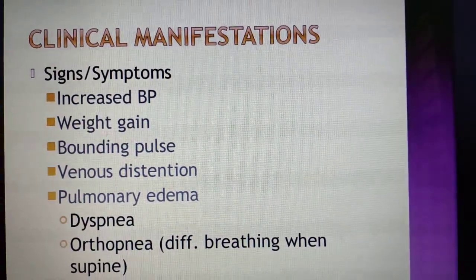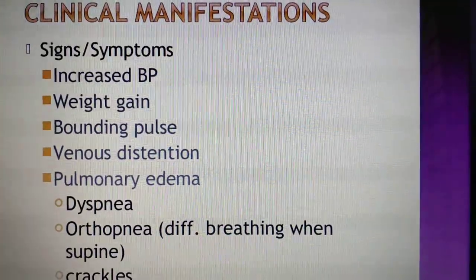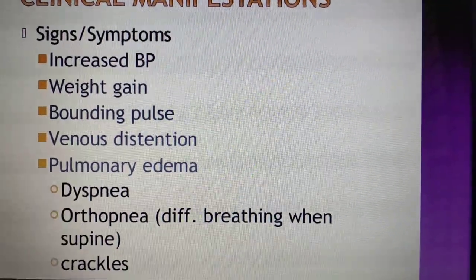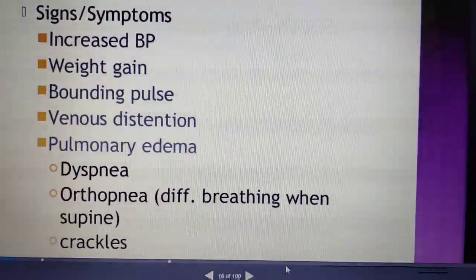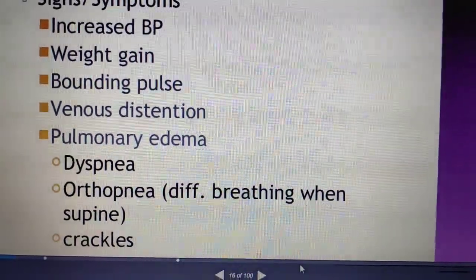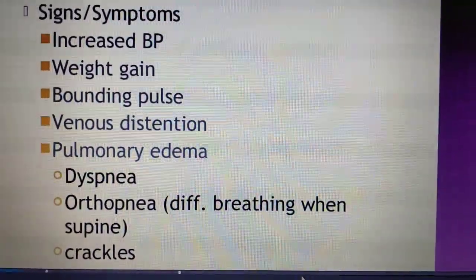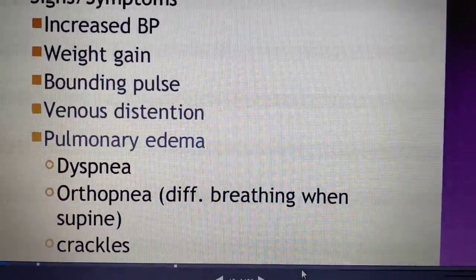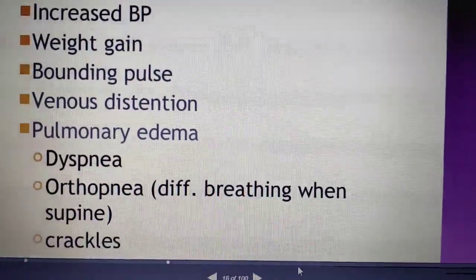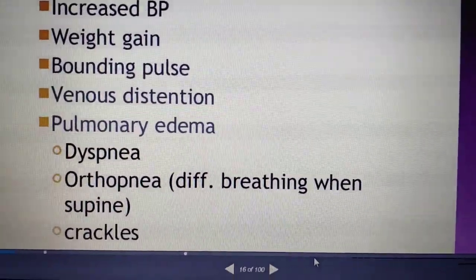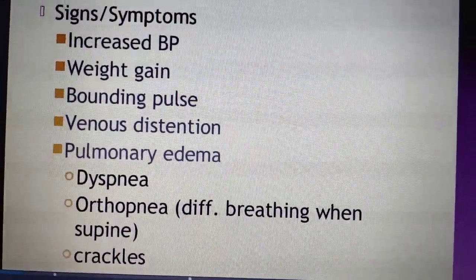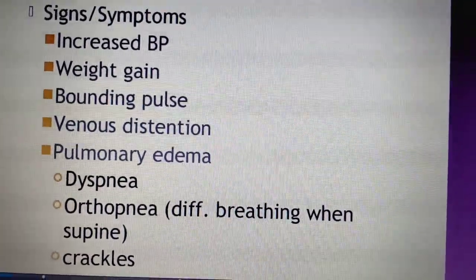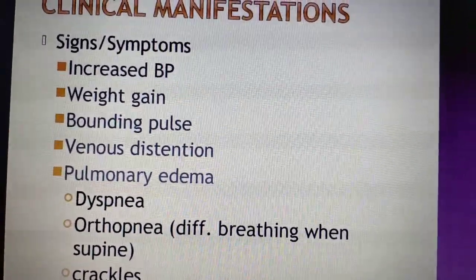Next we'll see the clinical manifestations. Okay, increased BP, as well as weight gain, bounding pulse, venous distension, pulmonary edema. In pulmonary edema, dyspnea is there. What is dyspnea? Difficulty in breathing. Then orthopnea, what happens? Orthopnea is very difficult breathing when the patient is in the supine position. In the lying down position, the patient feels difficulty in breathing, that we call orthopnea. Then the crackles, crackles in breathing. These are what we call signs and symptoms.